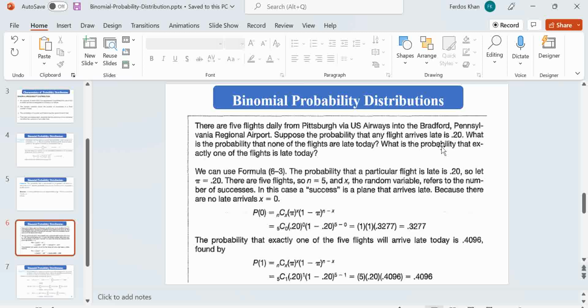So here the success for us is late, and there are 5 flights daily from Pittsburgh. So this means that n is equal to 5, and the probability of success, which for us is late, is p equal to 0.20. And now they're asking what is the probability that none of the flights are late today? What is the probability that exactly one of the flights is late today? So let's solve this problem.